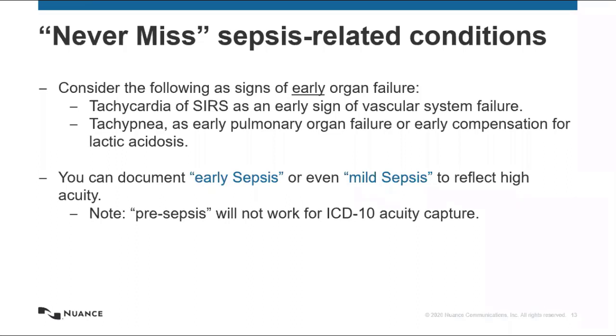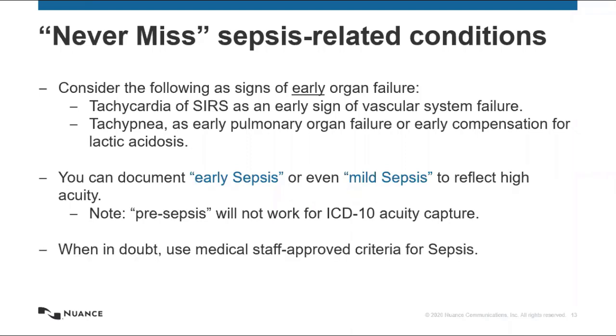The reason I say this is it's okay to document early sepsis or even mild sepsis to reflect the high acuity that's there. Please note, don't get too clever. Pre-sepsis will not work for ICD-10 acuity capture, but early sepsis and mild sepsis will be documented as sepsis and will be understood as being based on the SIRS criteria. When in doubt, you're going to have to use the medical staff approved criteria for sepsis, but I wanted everyone to be aware that the 3 levels of sepsis are what's recognized under ICD-10.